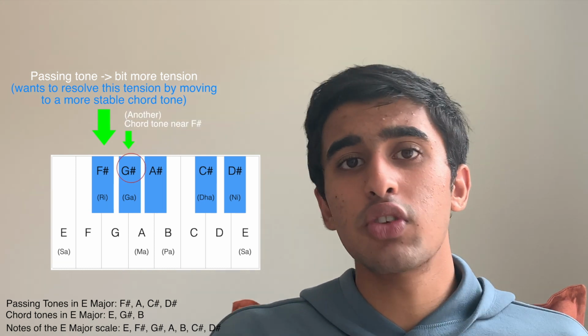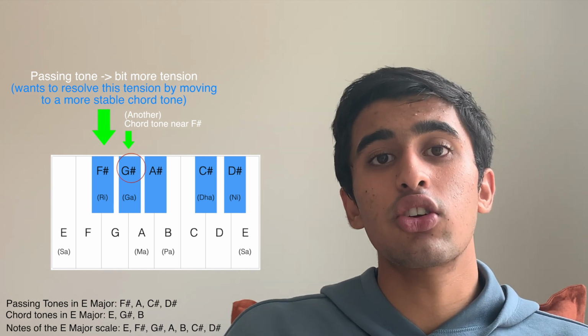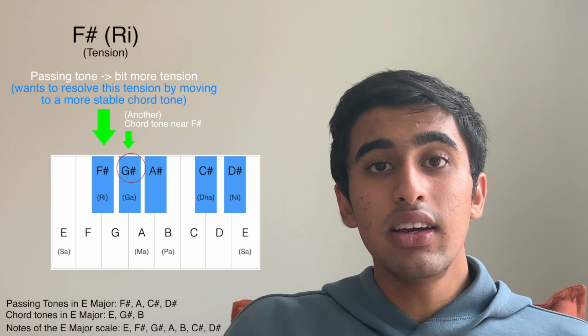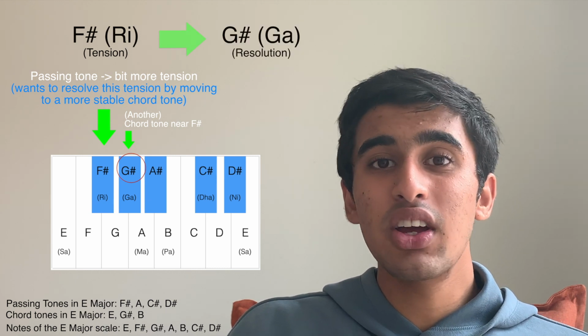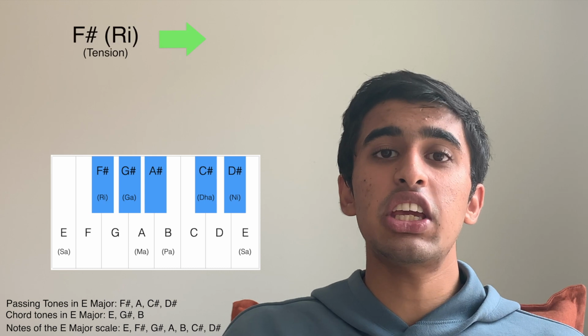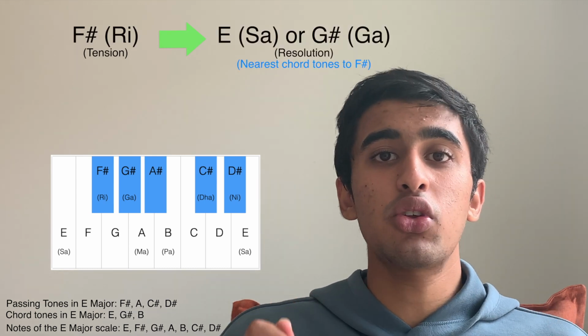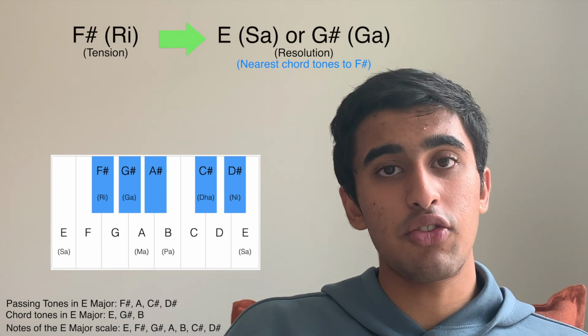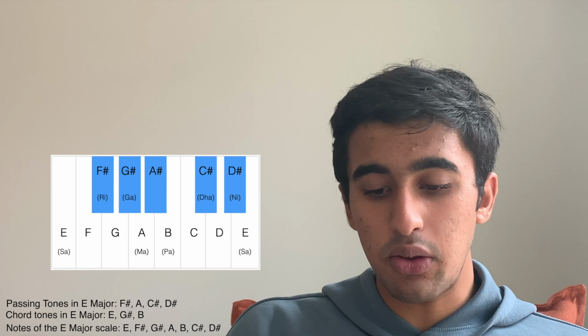F sharp could also resolve to G sharp because G sharp is also a chord tone that's near to F sharp, right? So Re, F sharp, Ga, G sharp, right? So Re could resolve to either Sa or Ga, or E and G sharp, because they're both the nearest chord tones to F sharp. The same thing applies to all of the passing tones in a scale, right?